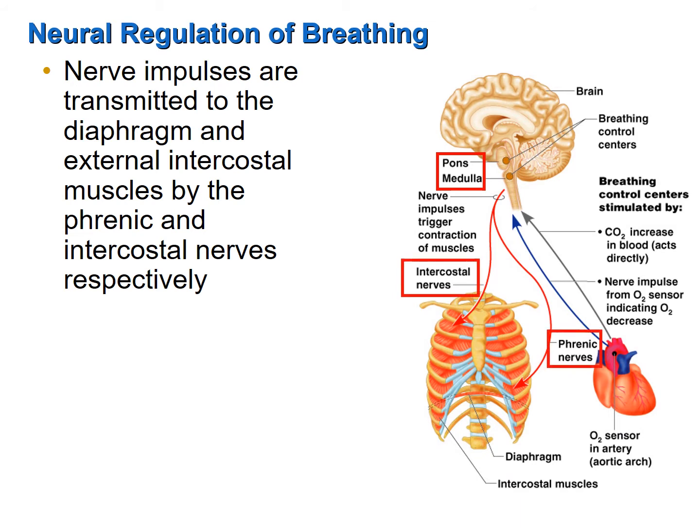Nerve impulses are transmitted from the medulla and pons via the intercostal nerves to the internal and external intercostal muscles, and via the phrenic nerves to the diaphragm.